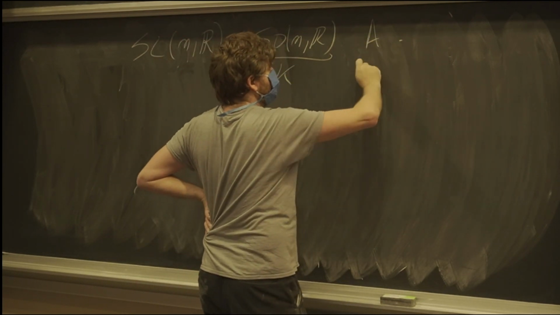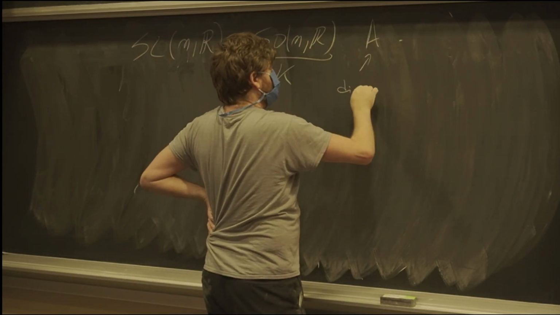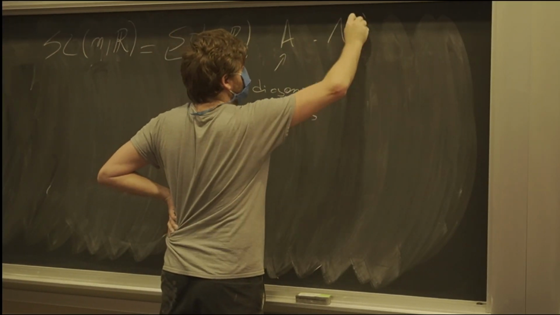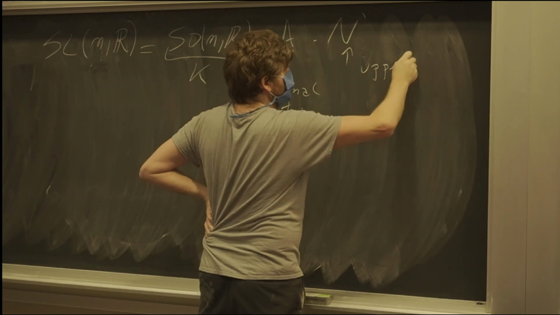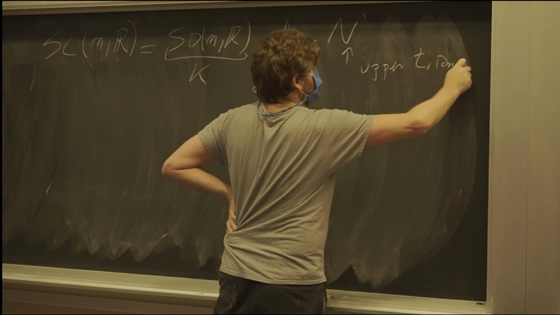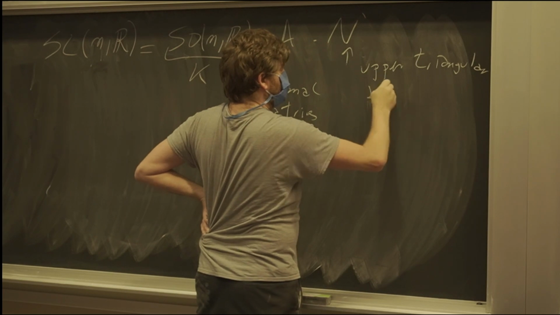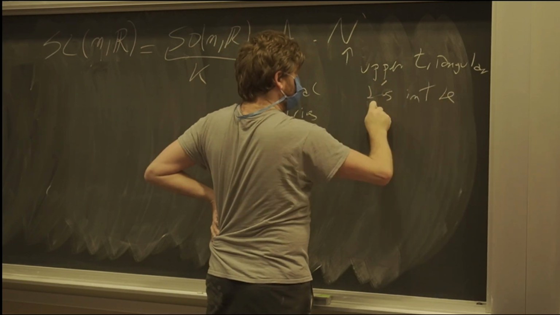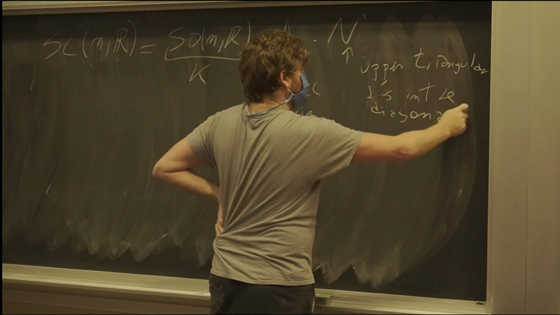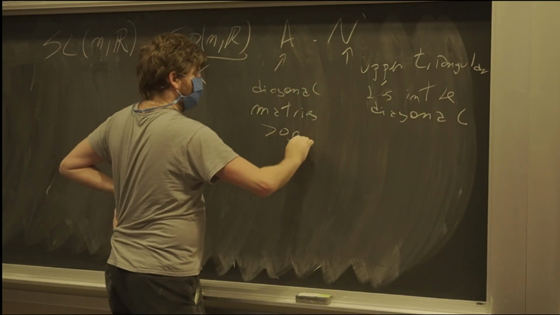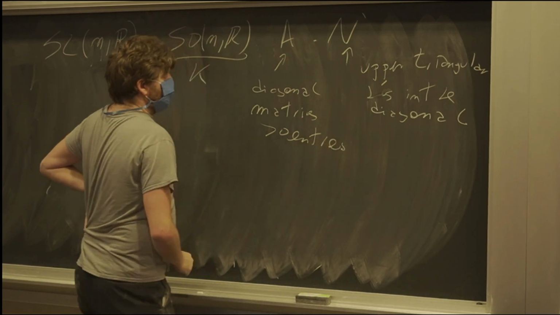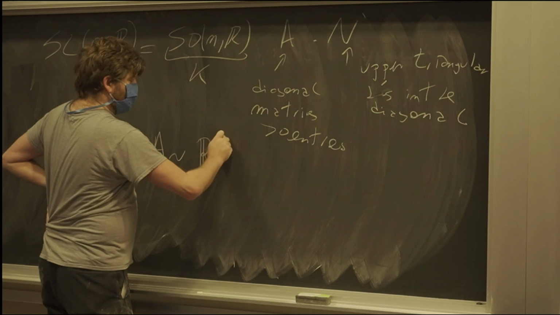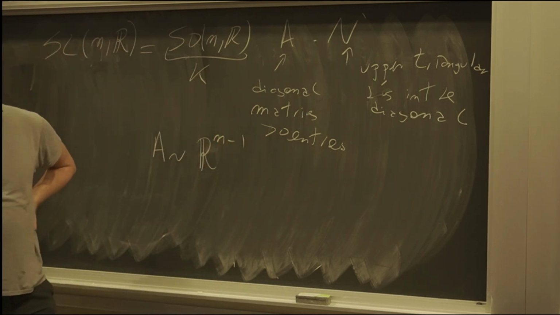A, which is diagonal matrices, and upper triangular ones in the diagonal, and these are positive entries. And the point is that this A here is isomorphic to R^(n-1).